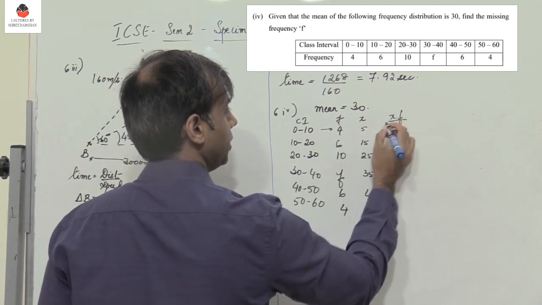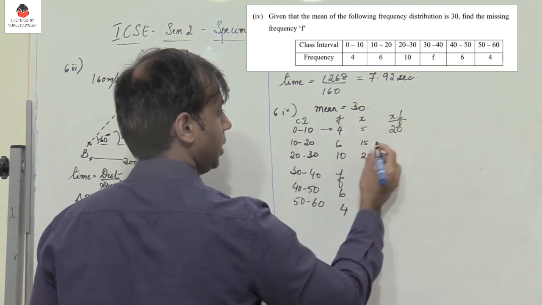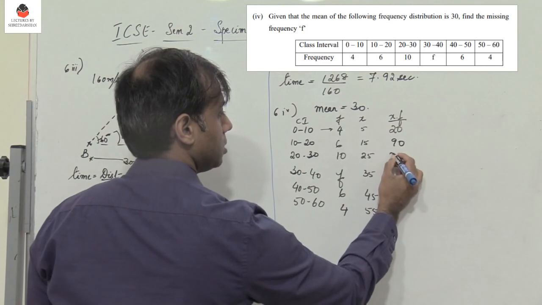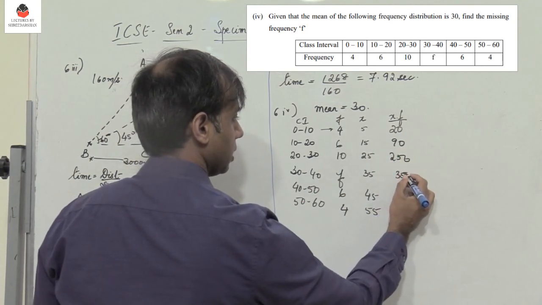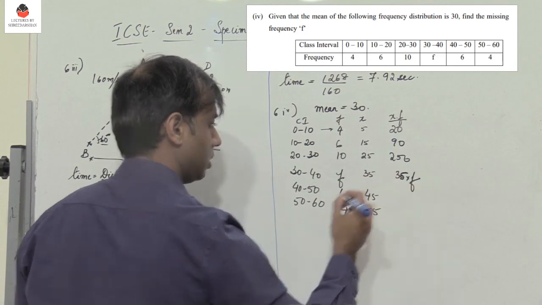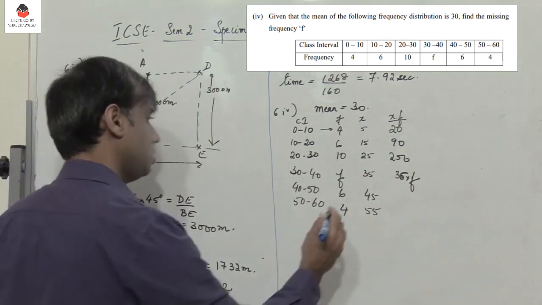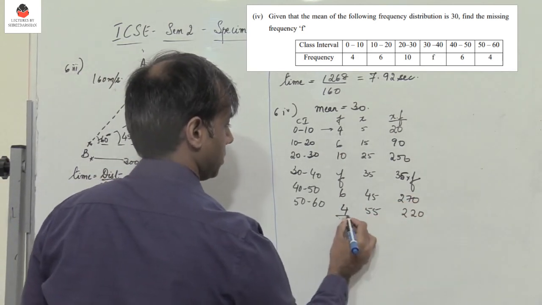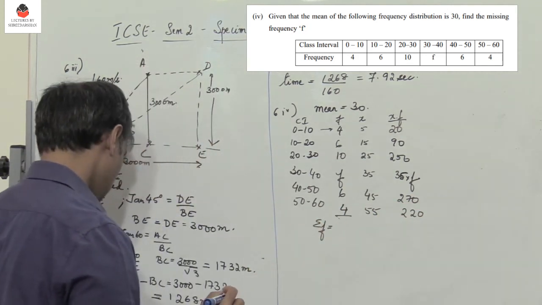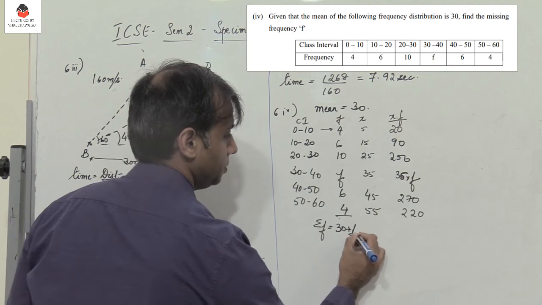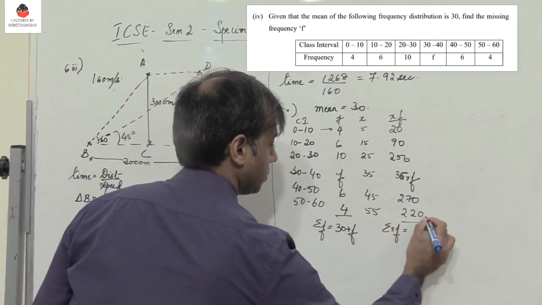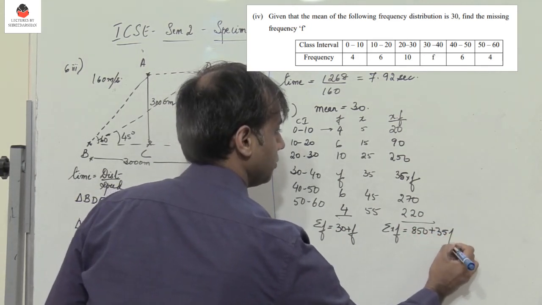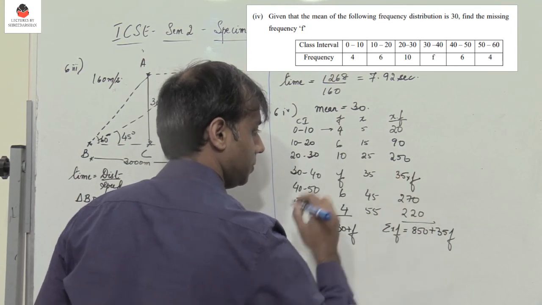So what is x into f? X into f is 4 into 5 is 20. Then you have 6 into 15, which gives us 90. 250, 35 into f, right? So 6 into 45 is 270, and then 55 into 4 is 220. So find sigma f. So what is sigma f? You get 30 plus f, and sigma xf, when you add up, you get 850 plus 35f. So this is 35 into f, right?